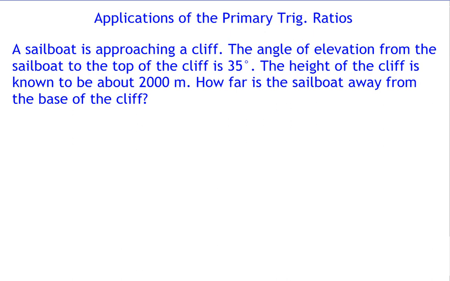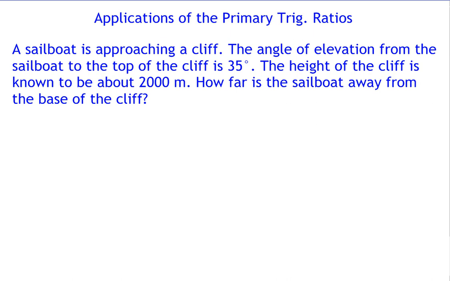This video uses the primary ratios, trig ratios, to solve problems. So here's a problem. A sailboat's approaching a cliff. The angle of elevation from the sailboat to the top of the cliff is 35 degrees. The height of the cliff is known to be about 2,000 meters. And the question is, how far is the sailboat away from the base of the cliff?